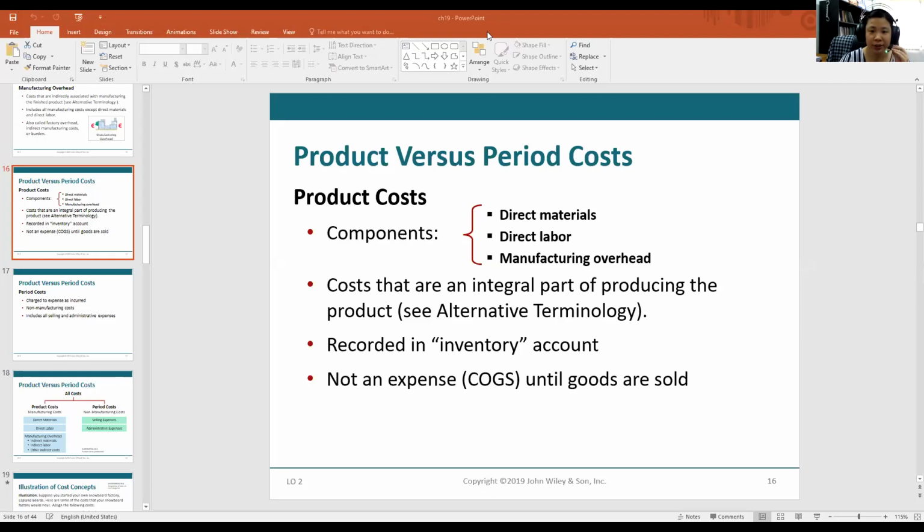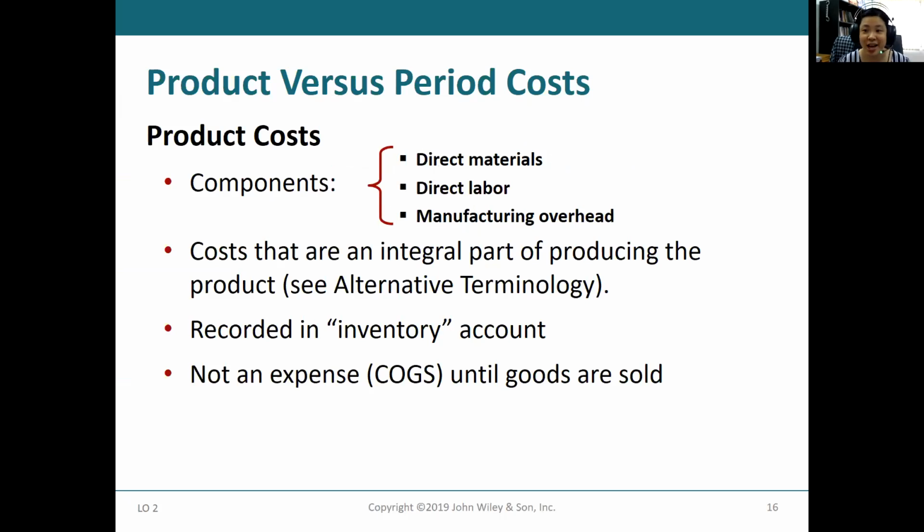Hello everyone. Today, let's look at the difference between product and period cost. As you know, last time we talked about the product cost. The product costs include three types of costs: direct materials, direct labor, and manufacturing overhead.